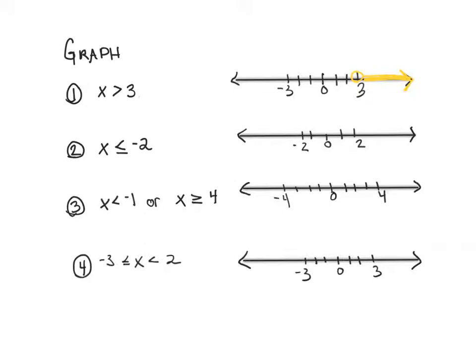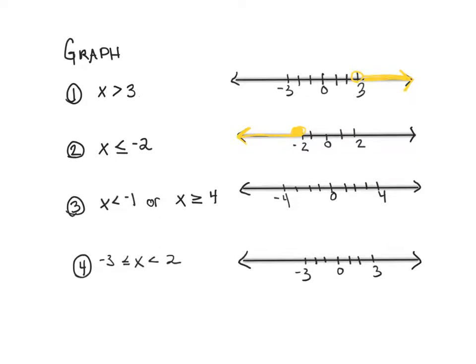My next one is x is less than or equal to -2. So I'm going to go to -2 on the number line. This time there's an or equal to, so that means -2 is included in this solution. And so I'm going to fill in that circle, make it a closed or a colored circle. And now I want to shade everything less than that, which means I'm going to shade everything to the left of it. All of these numbers would be less than -2.